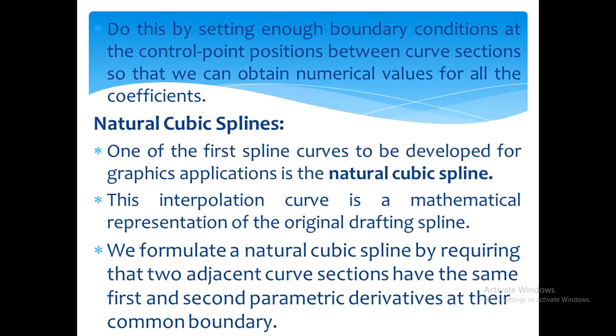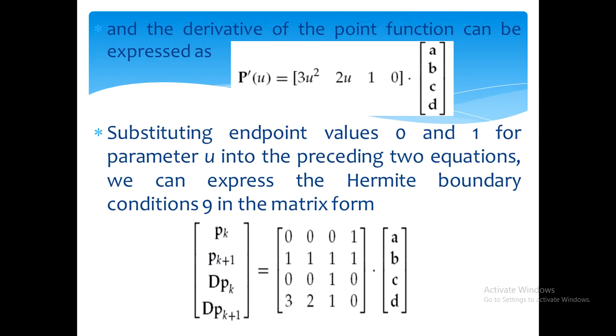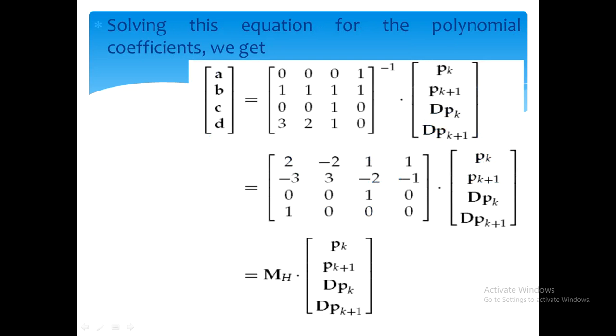If I substitute, then pk at u equal to 0 gives 0 0 0 1, that is, 0 cube, 0 square, 0, and then 1. D is 1, that is what we have substituted here.